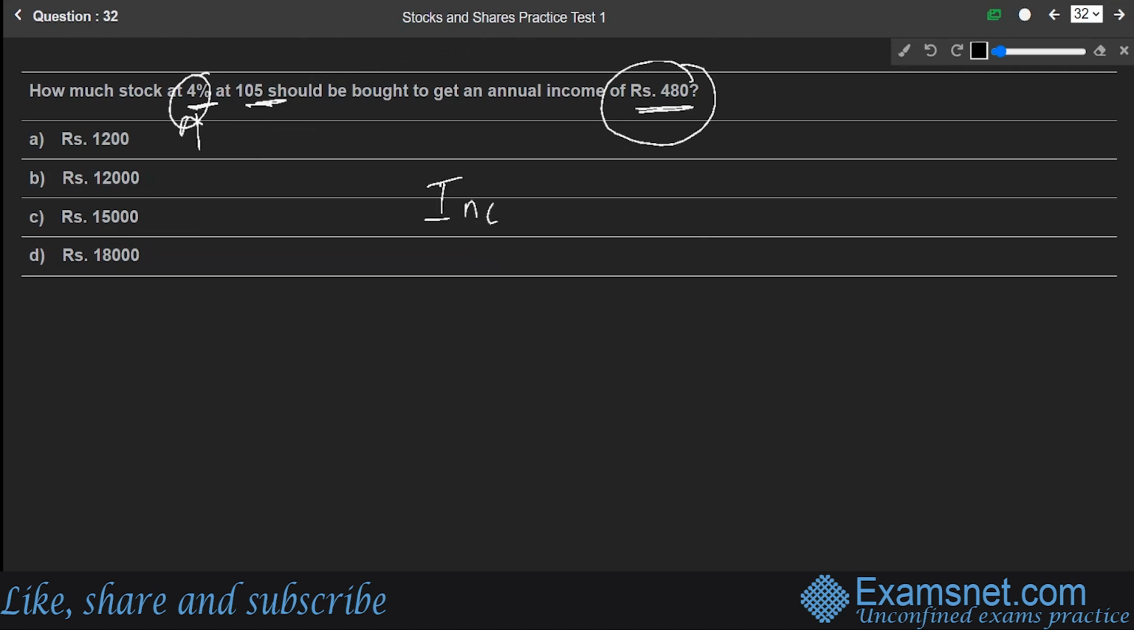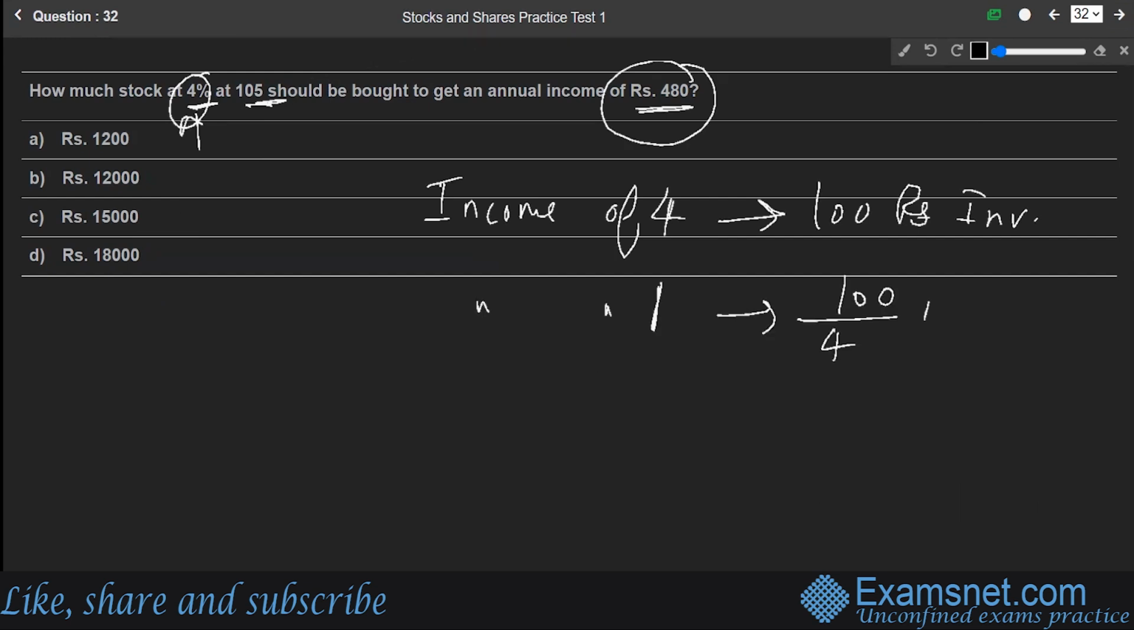If you want to earn an income of 4 rupees, you will have to invest 100 rupees. So if you want an income of 1 rupee, how much will you have to invest? You will have to invest 100 by 4 rupees. How much income do you want? You want 480 as the income. So for an income of 480, what will you have to do? You will simply multiply it by 480.